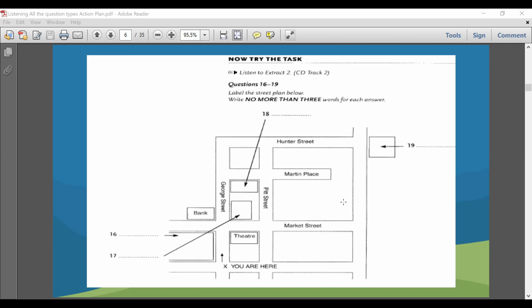Library. I seem to have got rather lost. Sure. Well, you're... Listening, Section 1. Extract 2. Questions 16 to 19.